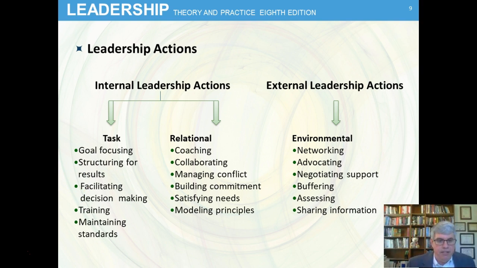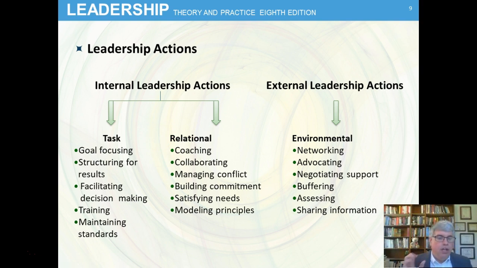Do we need to have more effective meetings? Do I need to get more input as a leader to make better decisions? Maybe training is necessary to deal with the different tasks that people are doing, or maintaining standards, clarifying what the standards are. Those would be task-focused leadership actions. But maybe we need relational leadership-focused actions.